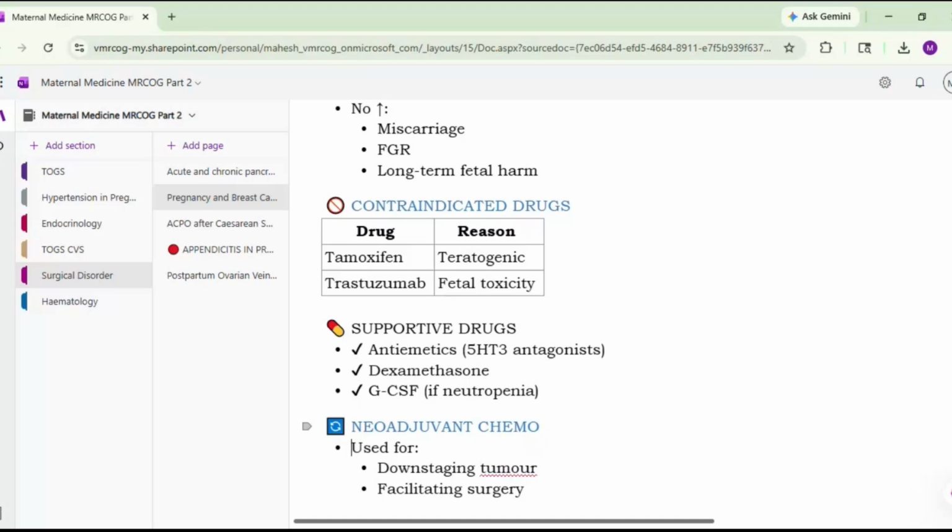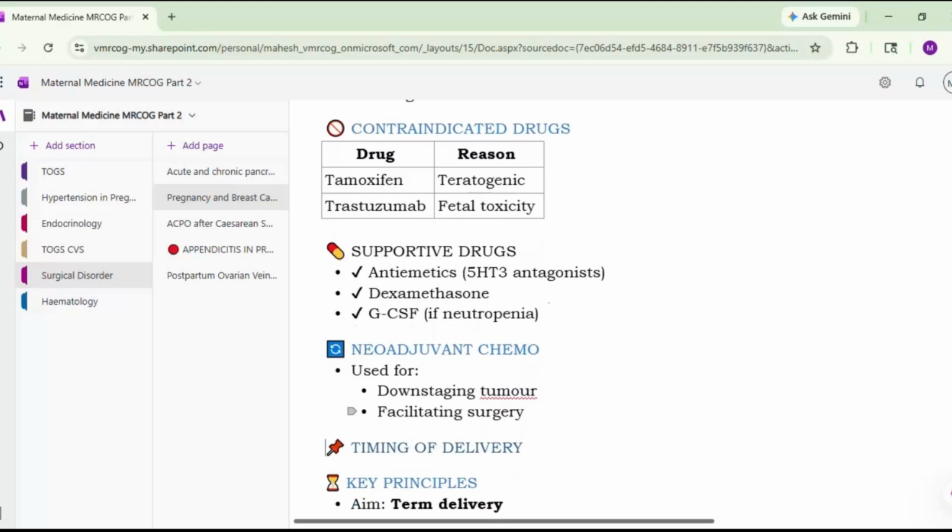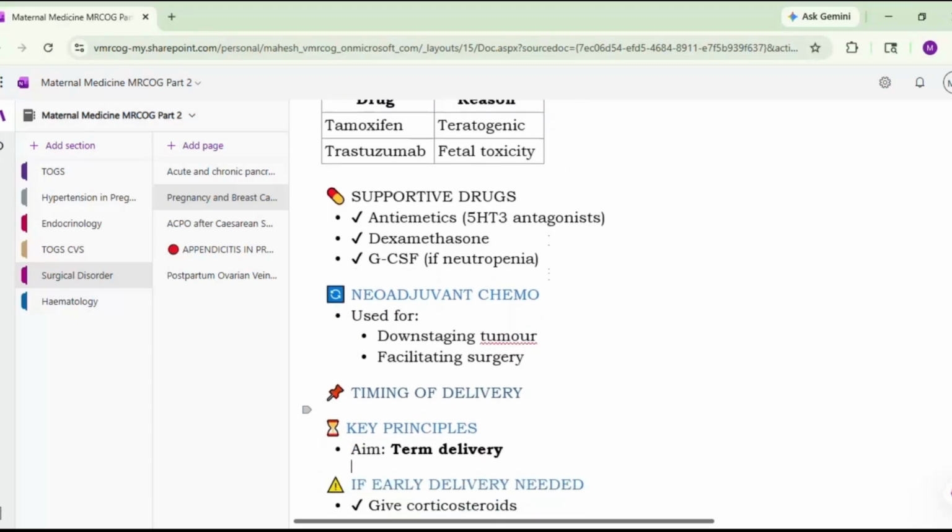Okay. Now, supportive drugs such as antiemetics like 5-HT3 antagonists can be used, dexamethasone can be used, G-CSF, granulocyte colony stimulating factor, can be used if there is a neutropenia. Okay. Then neoadjuvant chemotherapy is used for downstaging the tumor and facilitating the surgery.